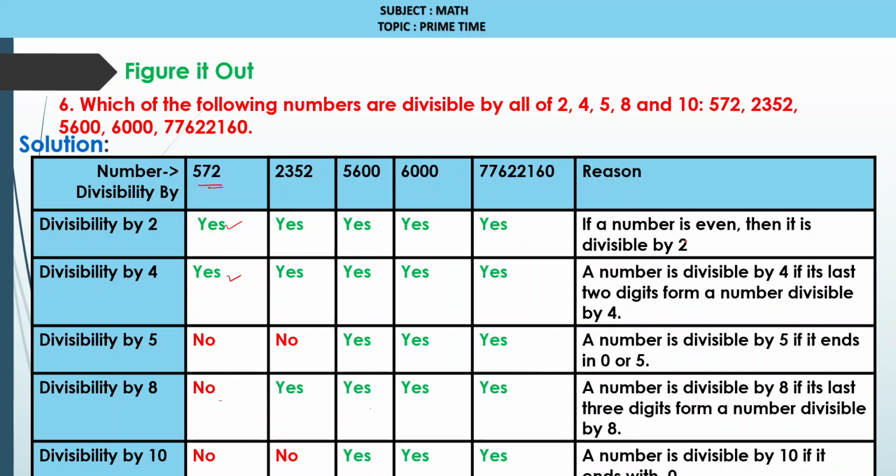The reason for each one: if a number is to be divisible by 2, then the number should be even. If a number is divisible by 4, the last 2 digits should be divisible by 4. To check the divisibility by 5, it should end with 0 or 5. If the last 3 digits are divisible by 8, then the number is divisible by 8. A number is divisible by 10 if it ends with 0.